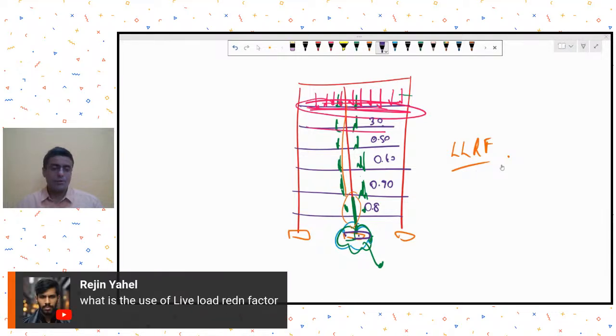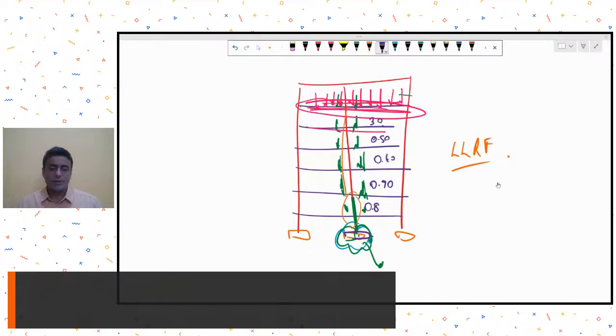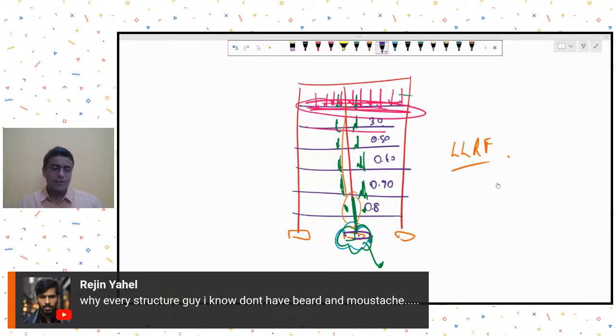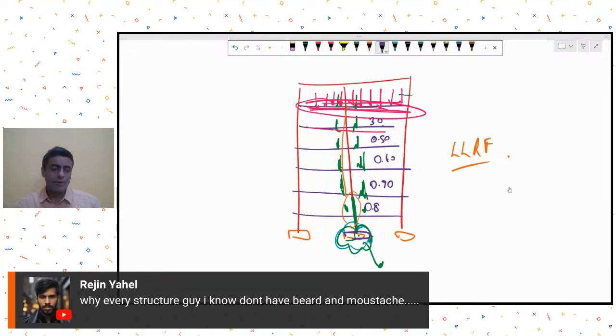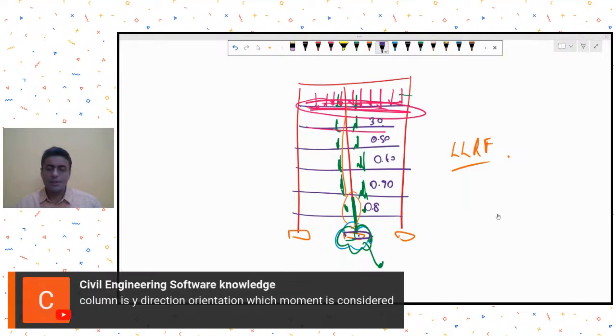So I have explained. Why is it that every structure guy I know doesn't have a beard and mustache? Oh, I don't know. I used to have a beard. I don't have it now. But you seem to be having beard and mustache both, and I am sure you know yourself. So at least you know one structure guy who has mustache and beard, and that is you yourself. But I don't know why others don't have.